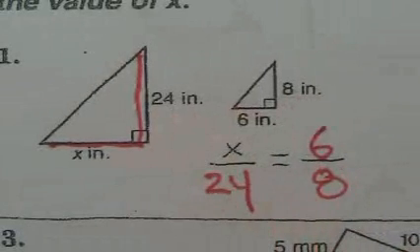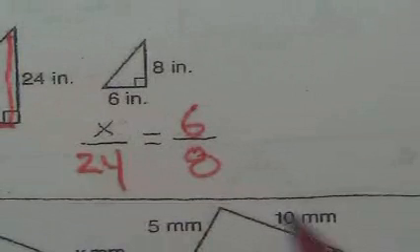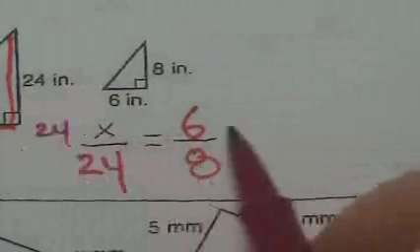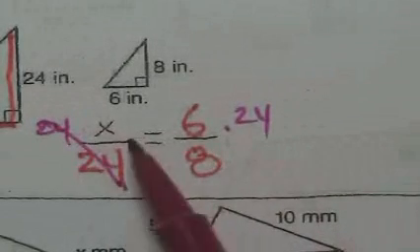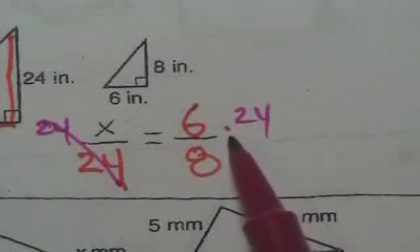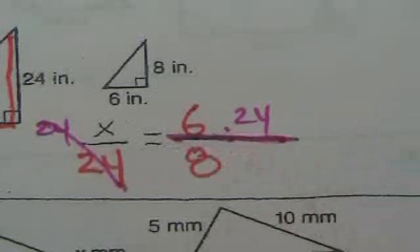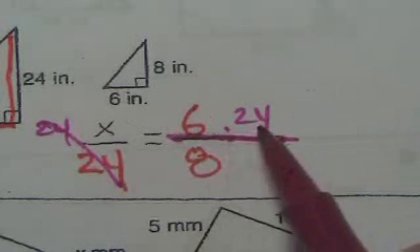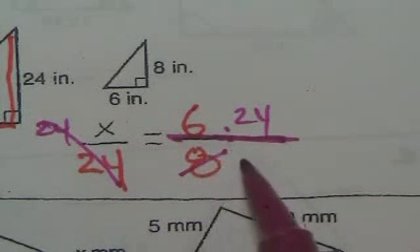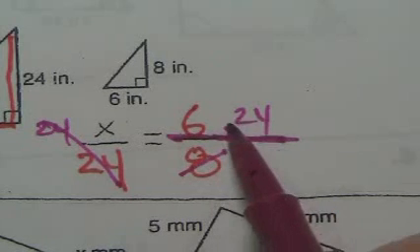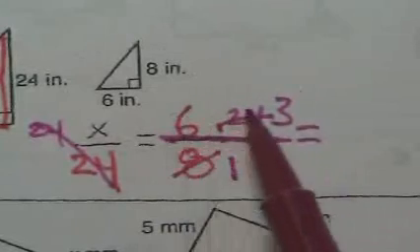Now we just solve for X. I'm going to multiply by 24. I multiply by 24. All right, X is by itself. Let's see, what can we do here? I'm just going to put a bar across here and extend that. Notice that 8 does go into 24. 8 goes into 8 once. 8 goes into 24 3 times. So now I just have 6 times 3.